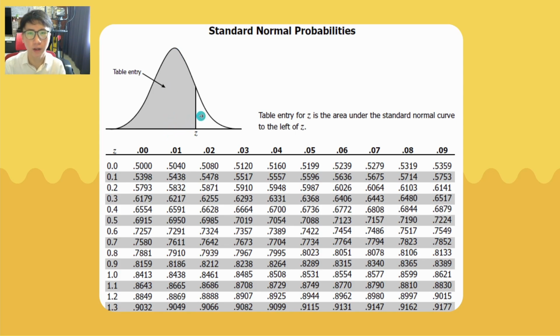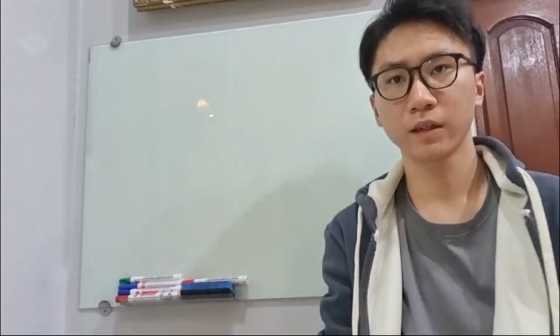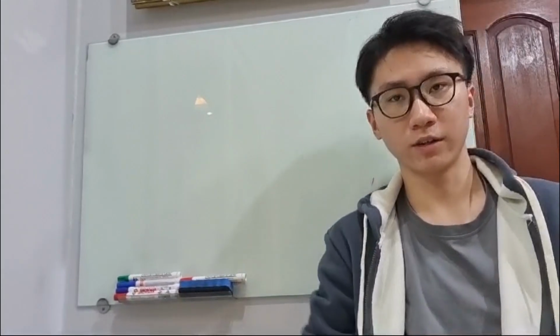To find the area on the right, it's really simple actually. You just have to do 1 minus the total area of the z-value to the left. Simple. Let's answer question 1.